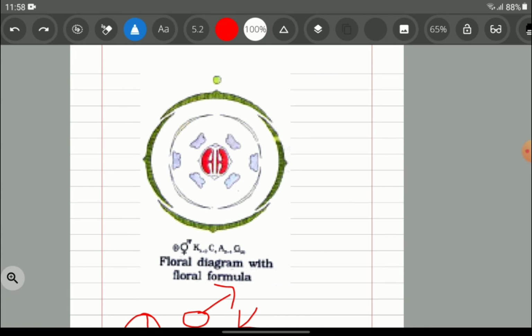See, this one and this one are in the outermost circle. The topmost and the bottommost one are in the outermost circle. So this is 1 and 1, then comes 2 and 2. This is in the innermost circle of the calyx. I'm not talking about any other part, only about the calyx. So these are in two different circles, and you have to write 2 plus 2.